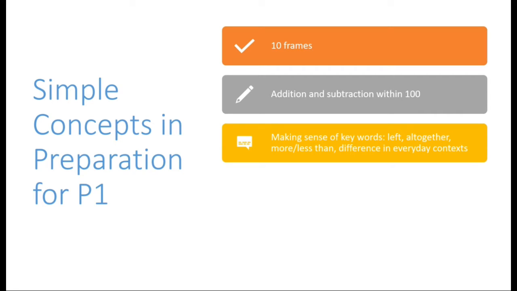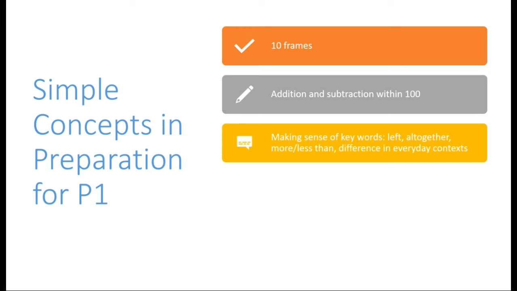And next on, making sense of keywords like left, altogether, more than, less than, and difference in everyday context. So there's no need for you to especially buy assessment books or worksheets to drill them on these concepts, because they are things that we actually say every day. For example, Mommy baked 10 cookies this morning, you ate 3, and I ate 5. So, how many cookies do we have left?